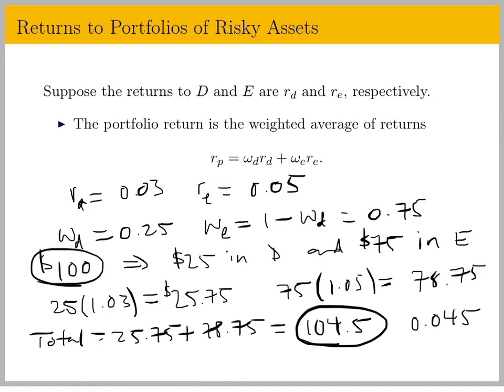But note 4.5, if I make a new slide, if I say the weighted average of the two returns, it turns out 4.5 is just the weighted average of those two returns. So that I put 0.25 times, let's just say 0.03 plus 0.75 times 0.05.